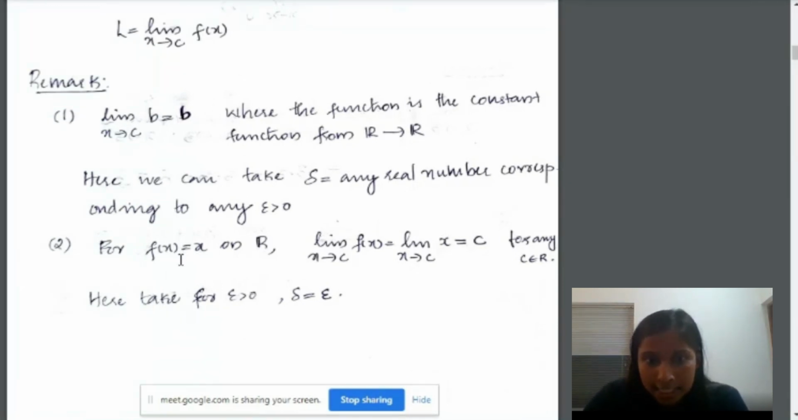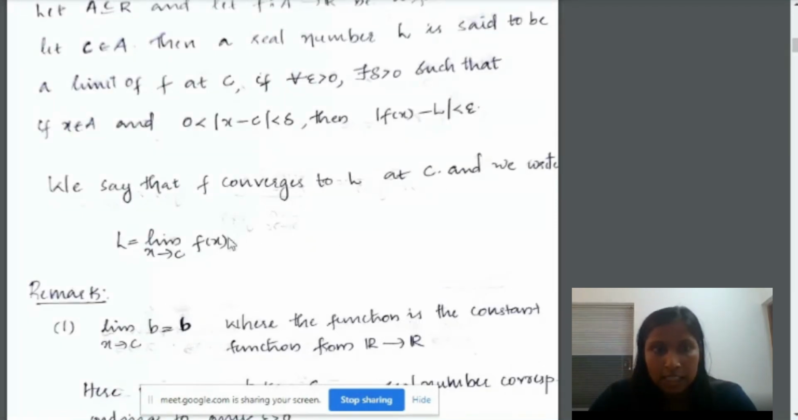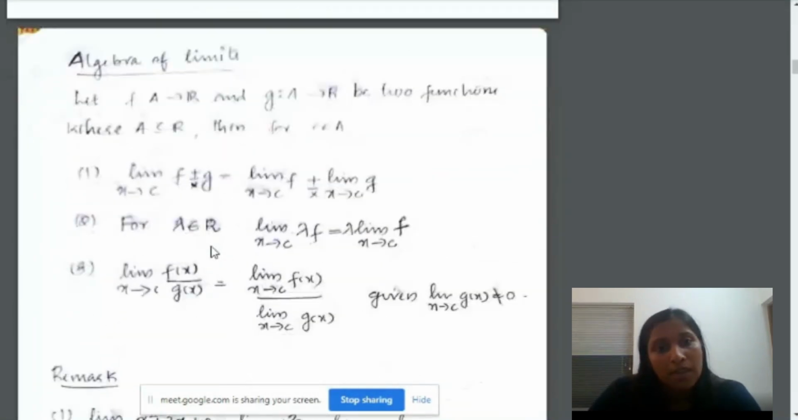Next, we take the identity function f of x equal to x on the domain real line. Here also, if we take any point on the real line, say 3, the limit as x tends to 3 of f of x will be the limit as x tends to 3 of x. It will be the same number, 3 itself. Here it is c. There we can take, corresponding to epsilon, delta equal to epsilon itself. So these are two very basic demonstrations of the above definition of limit.